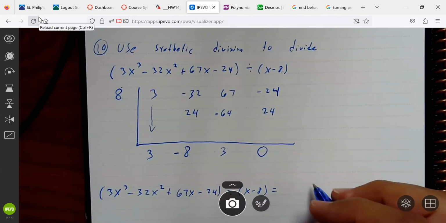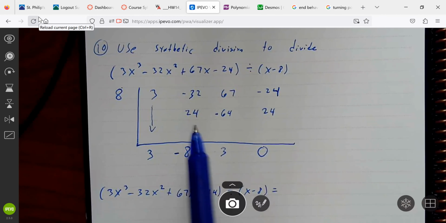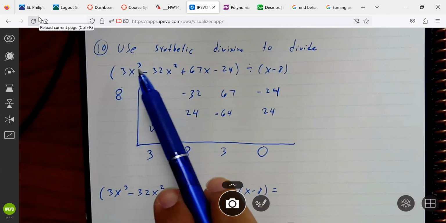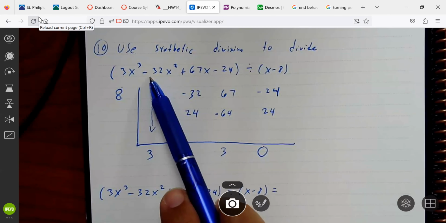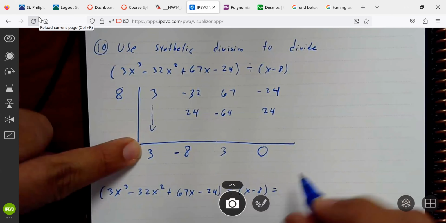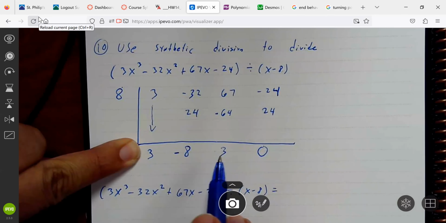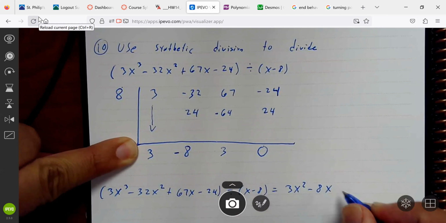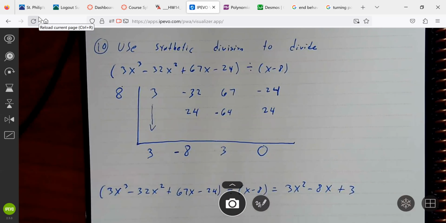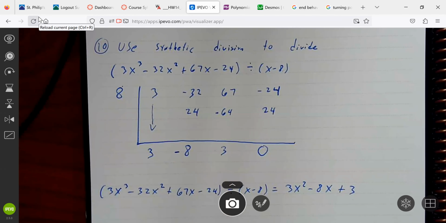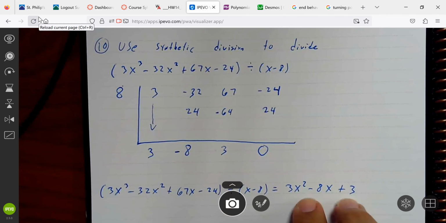So whenever you do a division, you're basically canceling out a factor. So it'll be reduced by a power of 1. Currently it's a degree 3, so it'll go down to degree 2. Use these as your coefficients for the new polynomial. So this will be 3x squared minus 8x plus 3. So 3, negative 8, 3. And that's it. This is the divided polynomial.